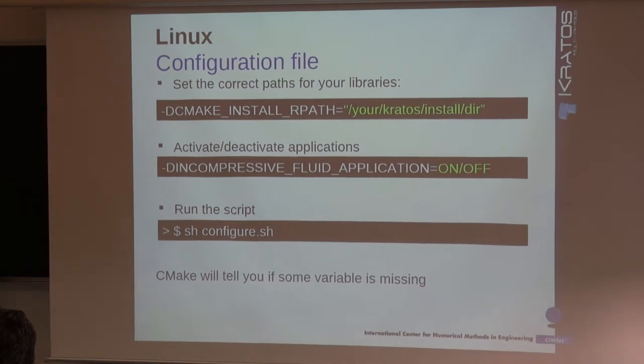Then the only thing that you will need to do is run this script. The usual is to name it configure.sh. It tends to happen that you're missing some path or something. CMake normally tells you that it's not able to find Boost or is not able to find Python, but it also will tell you which variable of these ones you need.